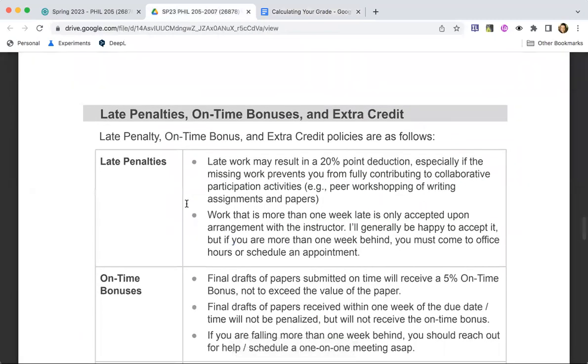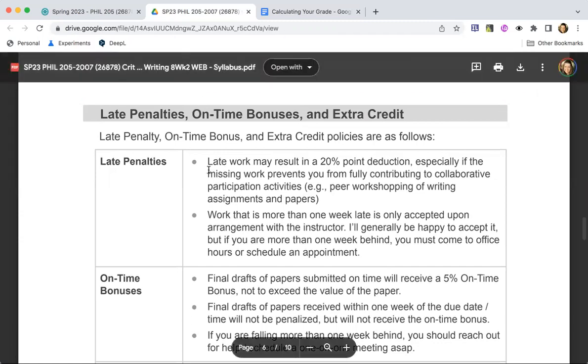So what about that on-time bonus? Let's talk about late penalties, on-time bonuses, and extra credit as a whole category. Okay, late work. I have a fairly flexible late work policy. You don't want to turn in work late because this class moves fast, but if you do, here's how it's going to go.